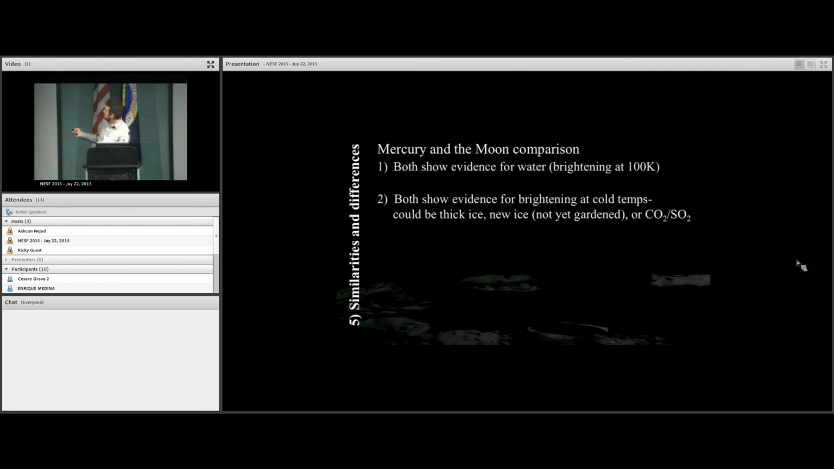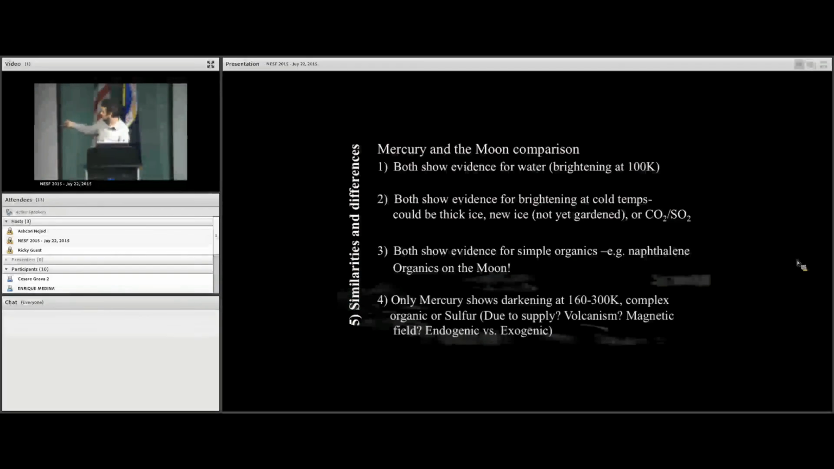Okay, so let's go. They both show signs of water. They show evidence for other types of brightening. They maybe both show simple organics, but Mercury seems to be the only one to show complex organics.